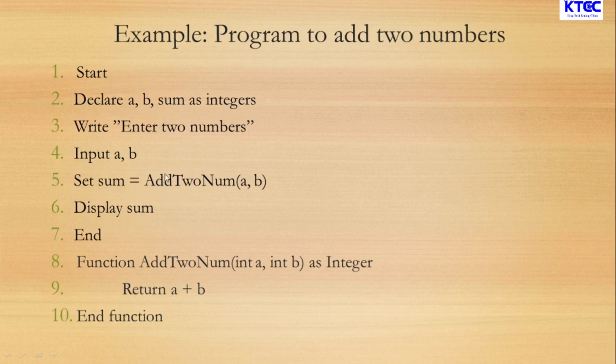Now we are not going to do the addition here by ourselves. We have a function that does that. So we call the function here. We set sum equal to, then we call the function what? Add two numbers. Then we open and pass in our arguments.